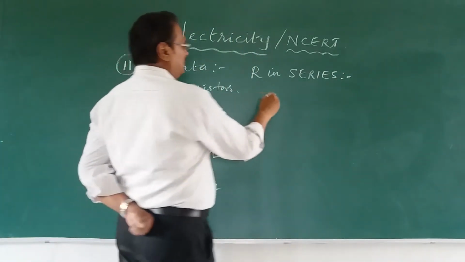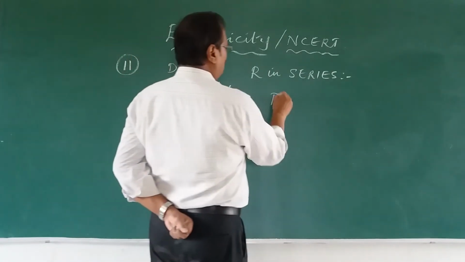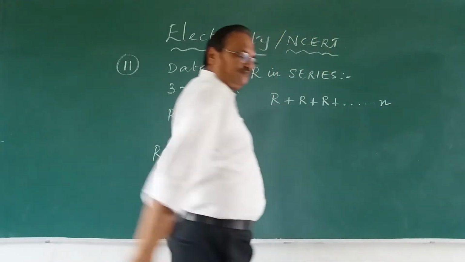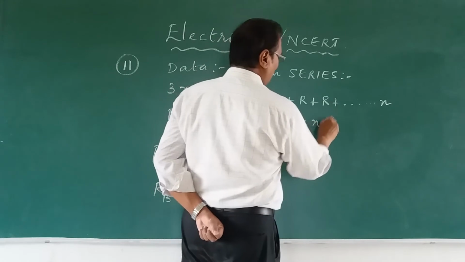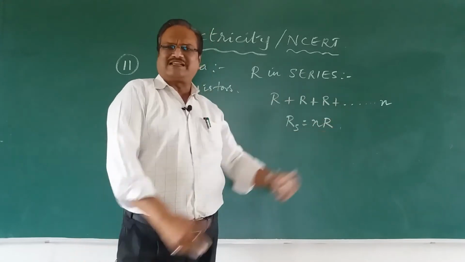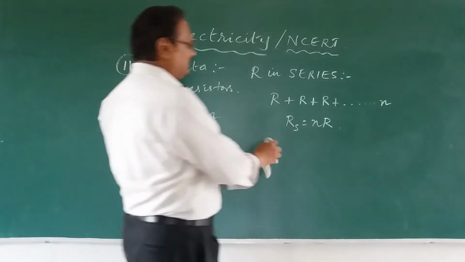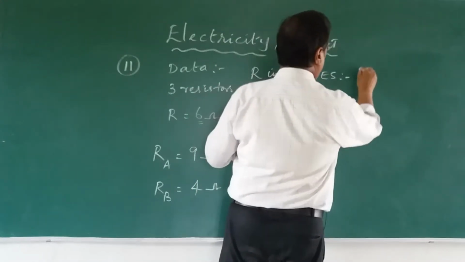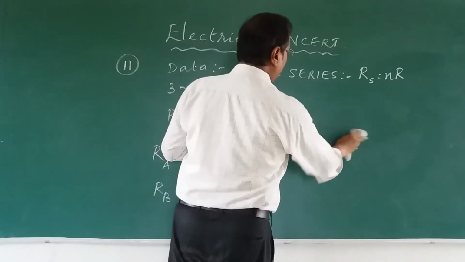Please listen carefully. If you connect equal resistors, 6 ohms, all of them are equal, R plus R plus R plus, it goes n times. So the formula for series will be n into R. You just have to multiply. If I have 5 ohms, 5 plus 5 plus 5 plus 5, with 8 of them, 8 5s are 40. So keep this in mind. When they are in series, they all should have the same value. Then you can write R in series is equal to n into R, where n is the number of resistors.